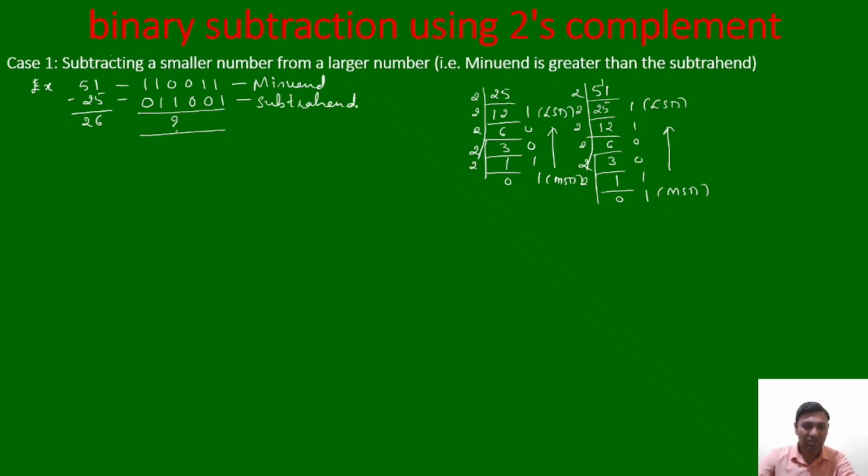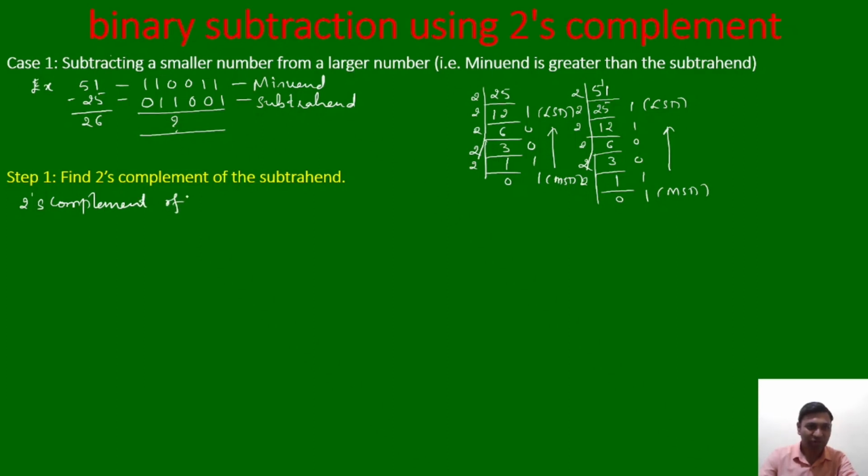Now, let us continue with the first step. Find 2's complement of the subtrahend. So how to find 2's complement? I'll write here 2's complement of the subtrahend. So the subtrahend is 0 1 1 0 0 1; its 1's complement plus 1 gives us the 2's complement.